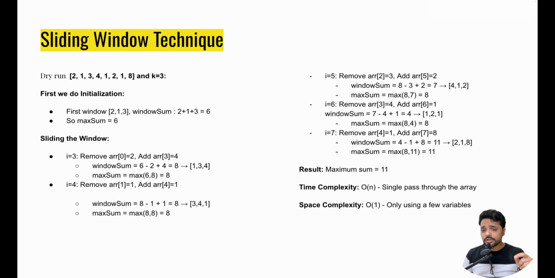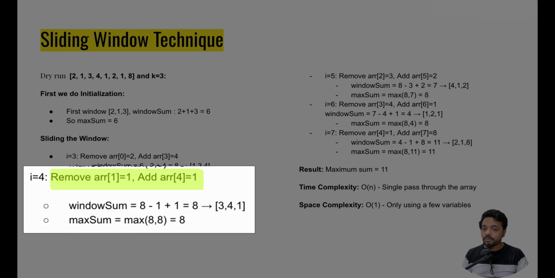Slide 2, i equals 4. Window shifts from 1 3 4 to 3 4 1. We remove array[1] equals 1 and add array[4] equals 1. So window sum is 8 minus 1 plus 1, which is 8 for window 3 4 1. Maximum sum equals max of 8, 8, so it's 8 again.